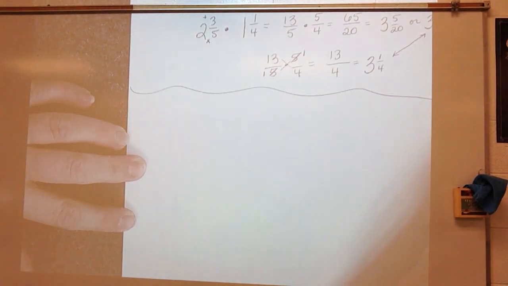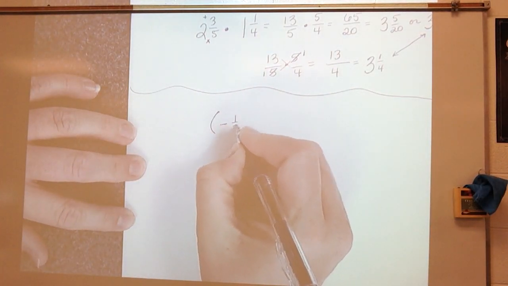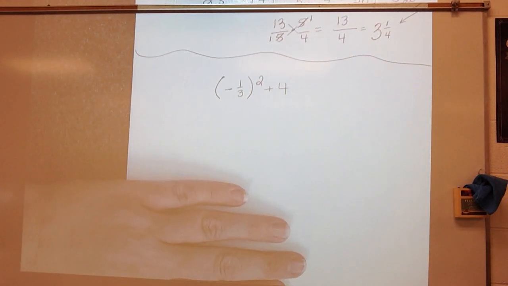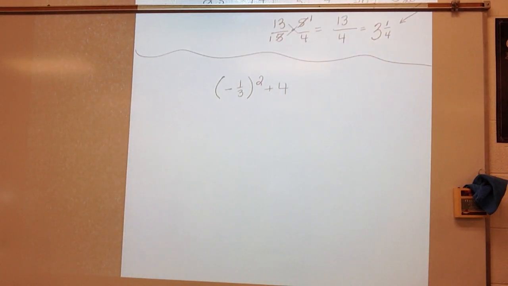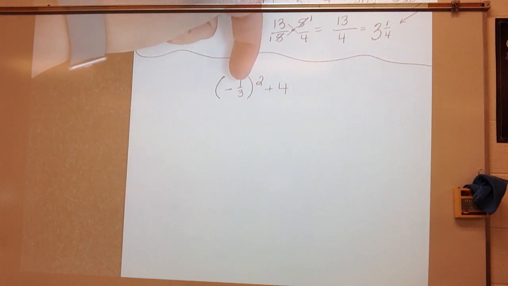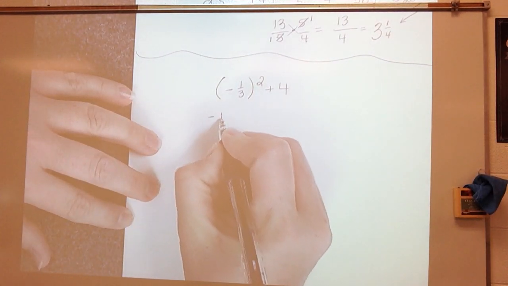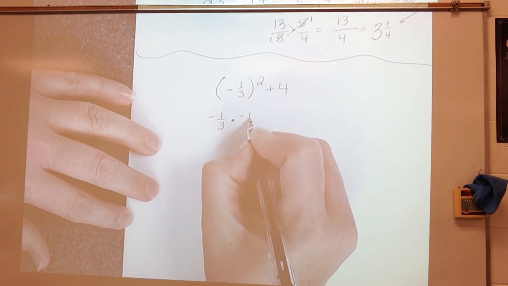What if I have this problem? Negative 1/3 squared plus 4. Order of operations tells me I need to do what first? I need to take care of my exponents. Parentheses, exponents, before I do anything. There's no real work inside the parentheses. That's just there because it's telling me I'm going to square negative 1/3. So I have to multiply that first. So I'm going to multiply negative 1/3 times negative 1/3.